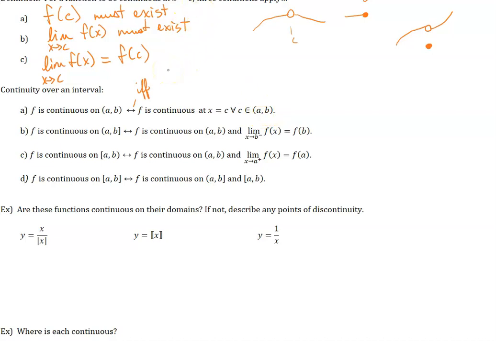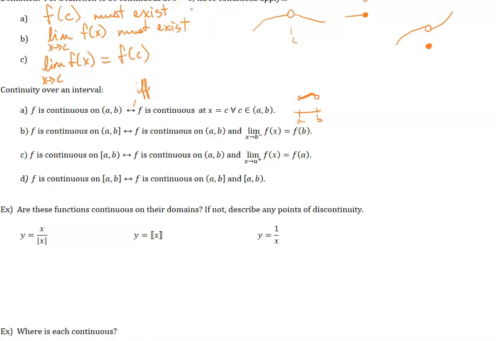Okay, just a quick visual. So we've got a and b, and it doesn't really matter what's happening at the endpoints. Okay, they could be open circles, but something like this would satisfy this condition for continuity on the open interval, because every point in between here would satisfy all three of these conditions.